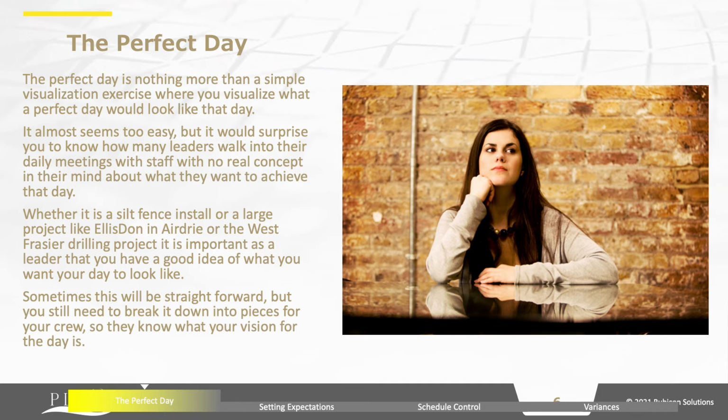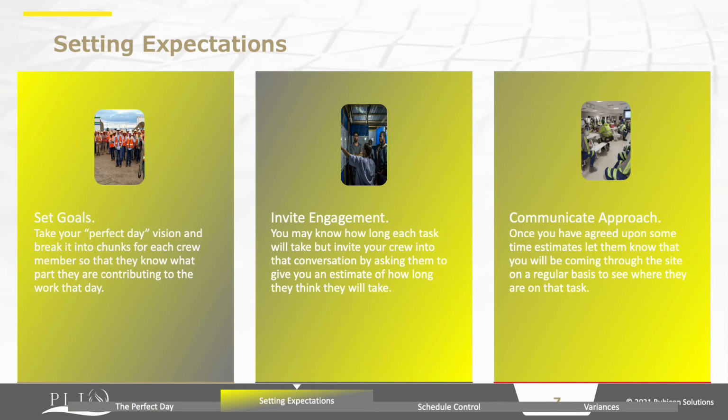So whether it's a silt fence or drilling on the West Fraser project, it's important as a leader that you have a good idea of what you want your day to look like. Sometimes it's straightforward, but you still need to break it into pieces for your crew so that they know what your vision for the day is.